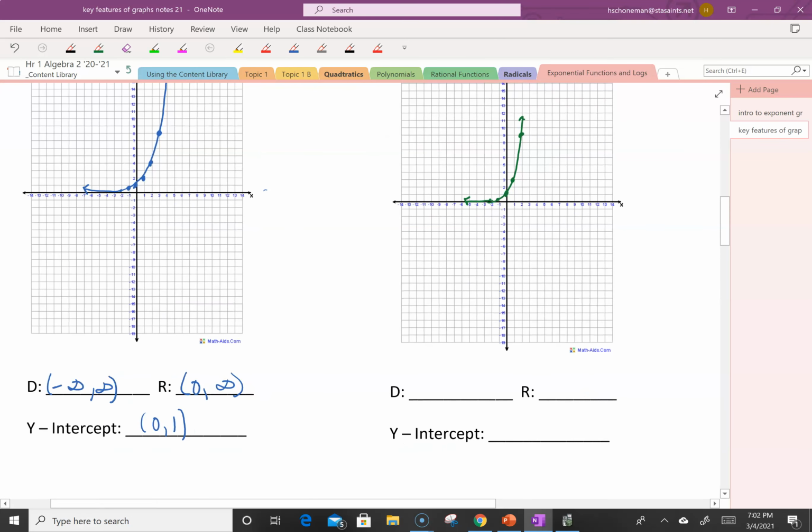Okay, the domain, I can put anything in for x, so my domain is all real numbers. The range goes from the bottom up, so there's nothing down here. It starts at 0, but it doesn't actually touch 0, so there's a parentheses, and it continues to climb, so it goes from 0 to infinity. It crosses the y-axis at 1, so it's 0, 1.